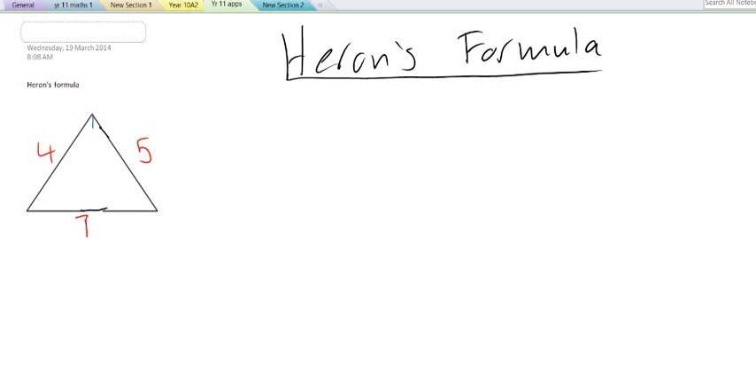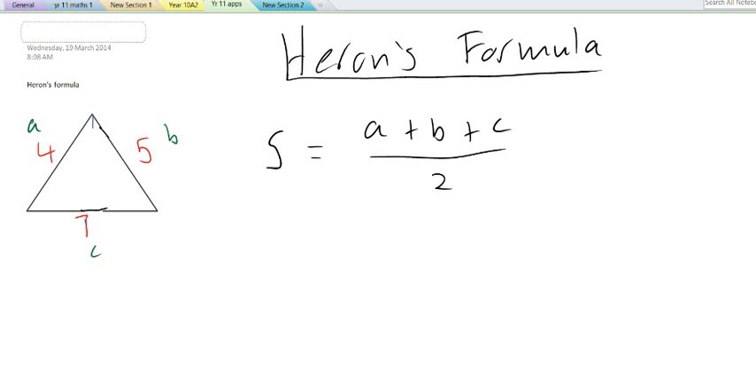But what we do is we label the sides of the triangle A, B and C. It doesn't matter which side is labelled what. We can label the smallest side C if we want, or the largest. And then we calculate something called the semi-perimeter, which is written as S equals A plus B plus C, all divided by 2.